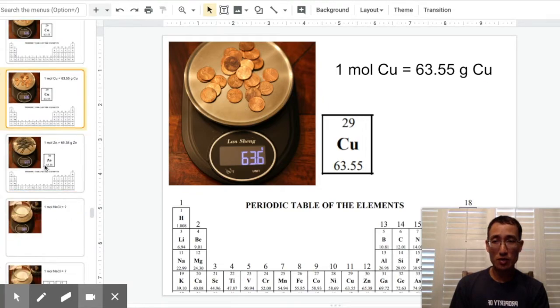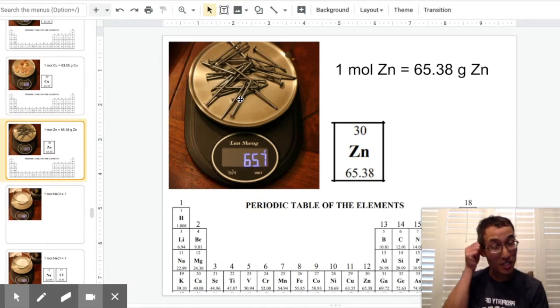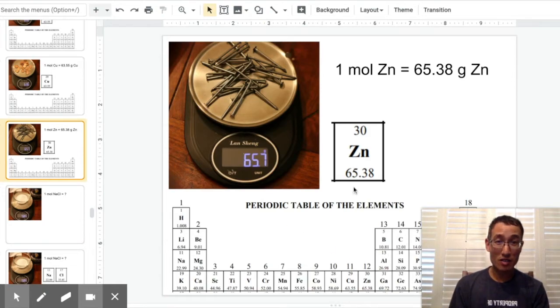That's about that much. Same thing with zinc. I have some zinc nails here. Nails are primarily zinc. We'll just say they're pure zinc. Same thing, 65.38. I couldn't quite break off a nail, but about that, so that's about what a mole of zinc looks like. So if I write 1 mole of zinc is 65.38 grams.